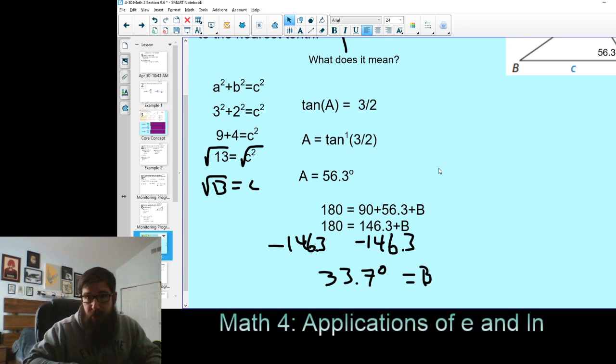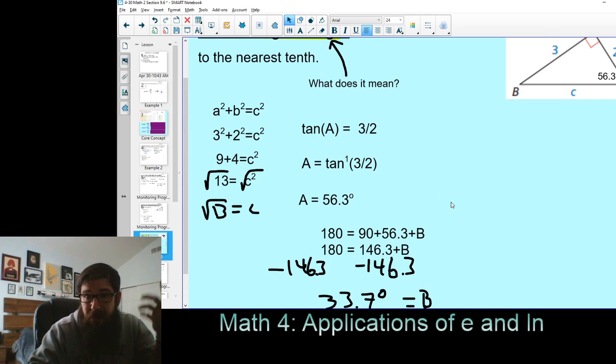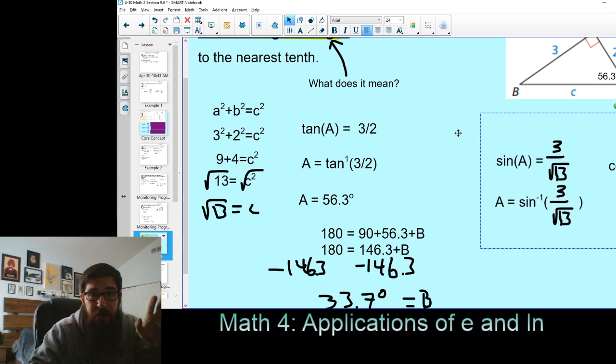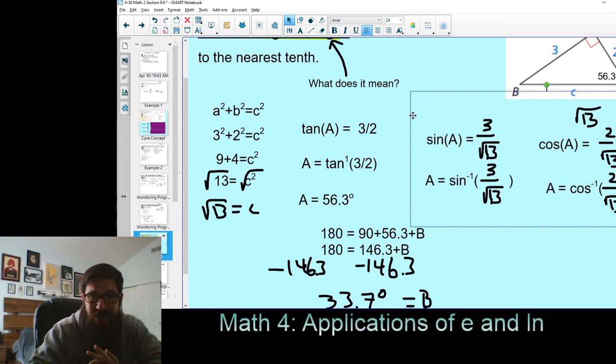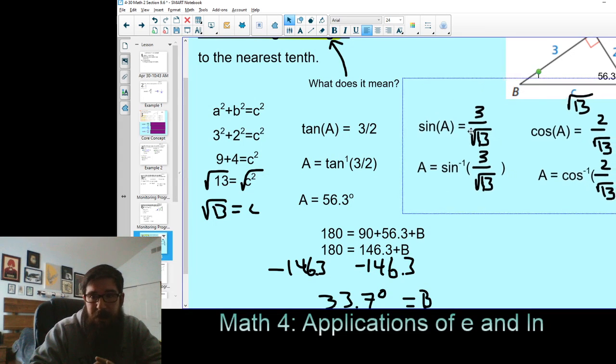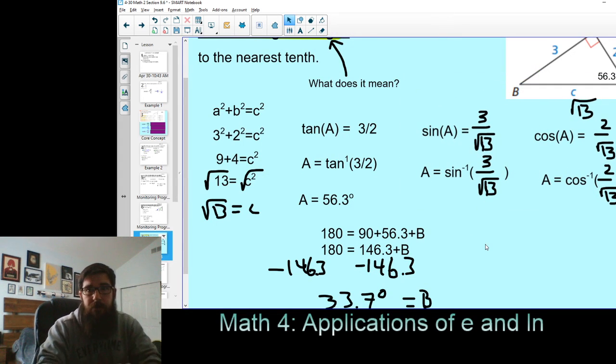You could use any one of those trig functions. Once you found the angle, you can just do 180 equals 90 plus the one angle you have, and then you're missing one, and do some algebra. You could do trig to find the other angle. Any one of them works. That's the whole point. All of these come out to be the same thing. It's a nice thing is all of it works, so whichever way works best for your brain, use it.